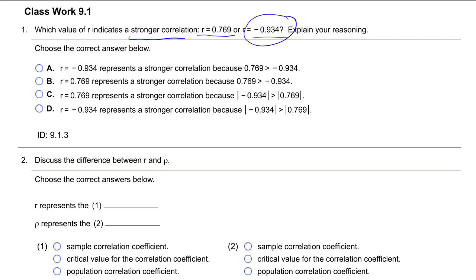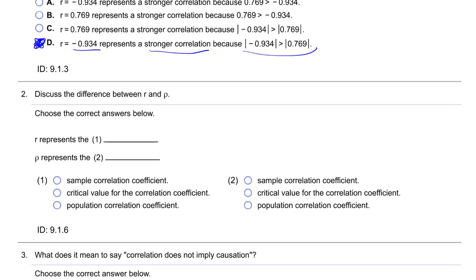So in this case, the absolute value of 0.934 is bigger than the absolute value of 0.769. So the negative 0.934 represents a stronger correlation because its absolute value is bigger than the other one.